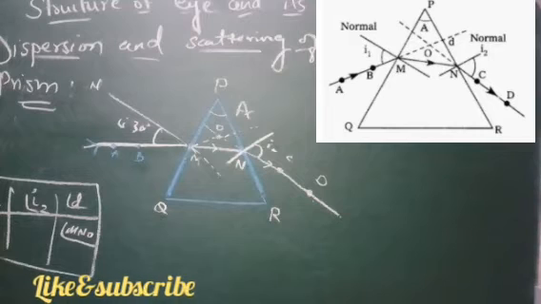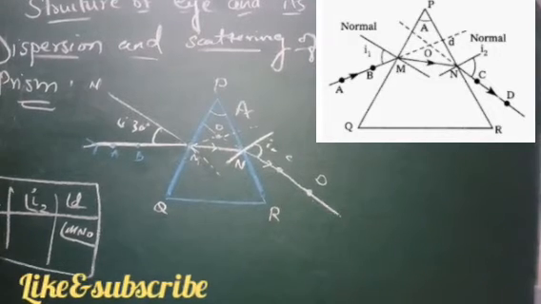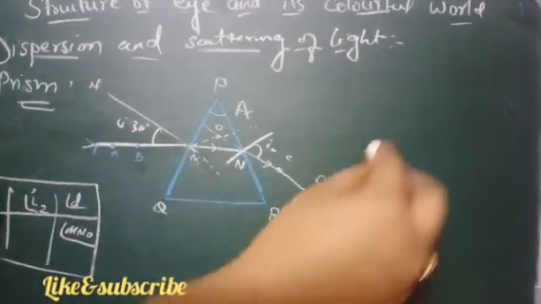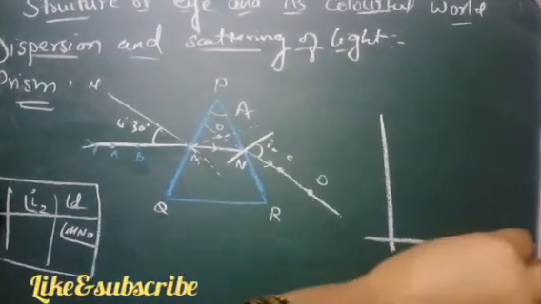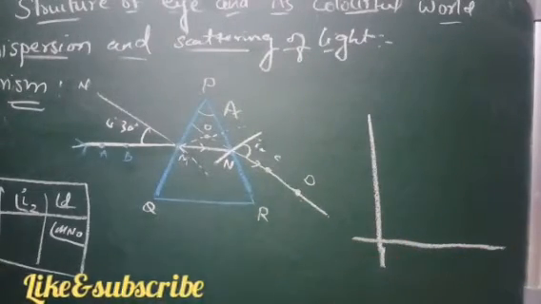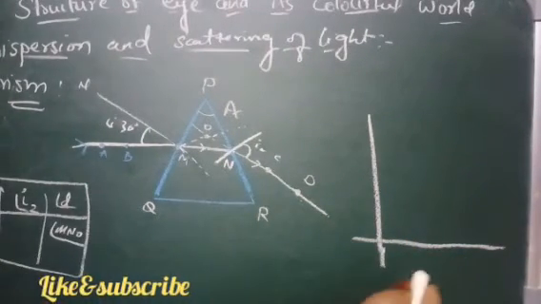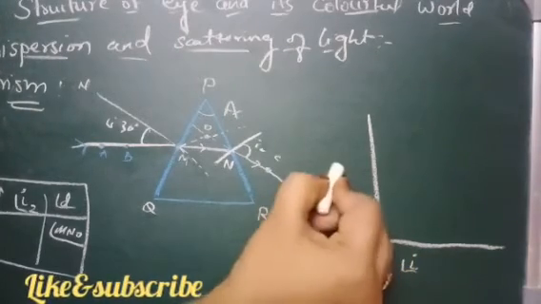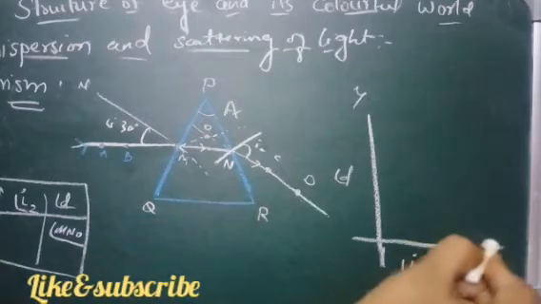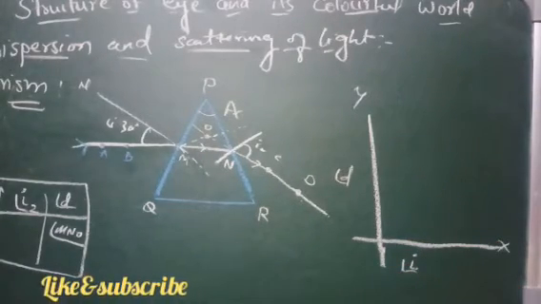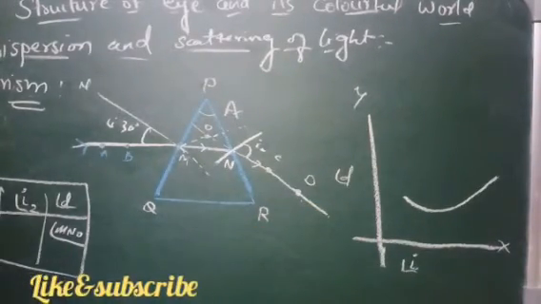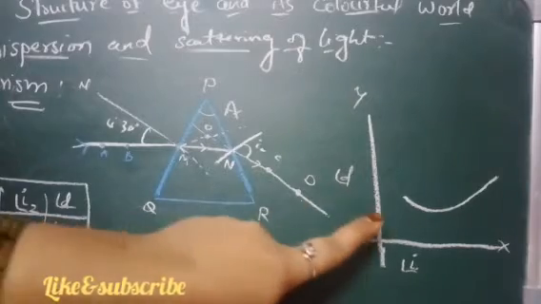Then take the angle of incidence along the x-axis and the angle of deviation along the y-axis. So we will draw a graph like this, and on this graph we are taking the angle of incidence on the x-axis and the angle of deviation on the y-axis. We will obtain a curve. The graph obtained from this experiment will be like this.